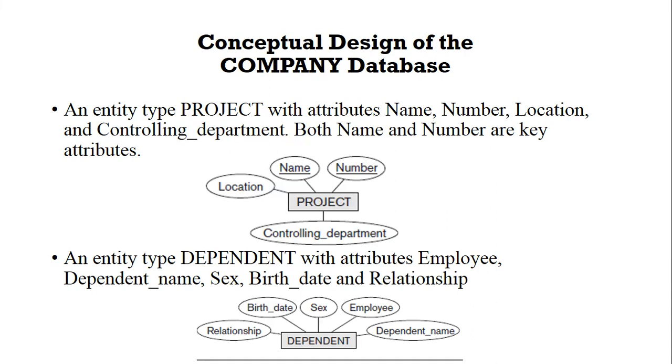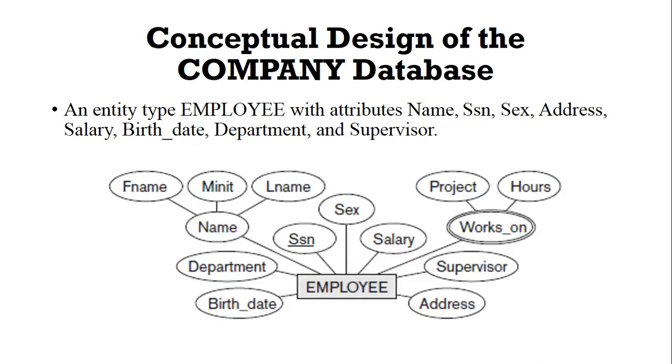The next entity is the dependent entity, which has attributes such as employee, department name, sex, birth date, and relationship. And this is the conceptual design of the entire company database.